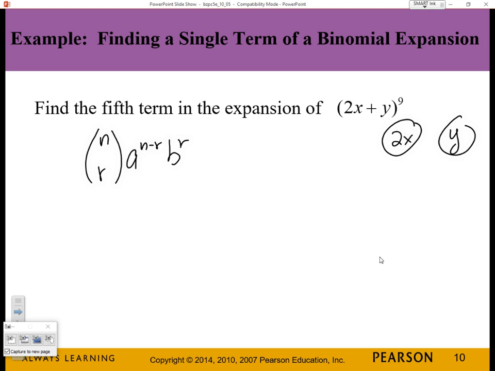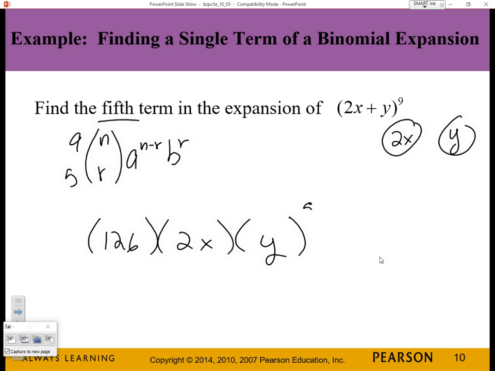So I've got 9 choose 5. What is 9 choose 5? You can do that on your calculator. Wait, how do you do that again? Math, probably. I got 126.